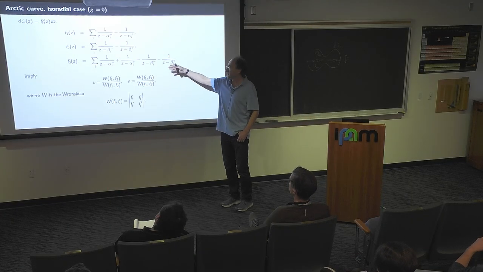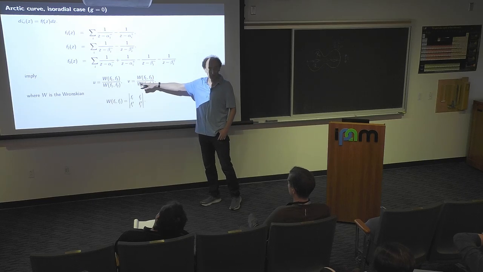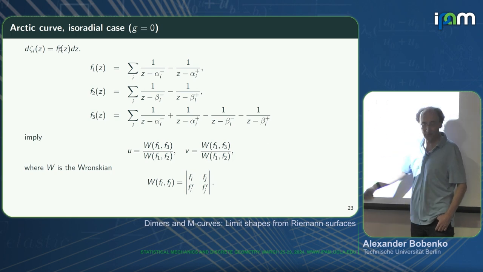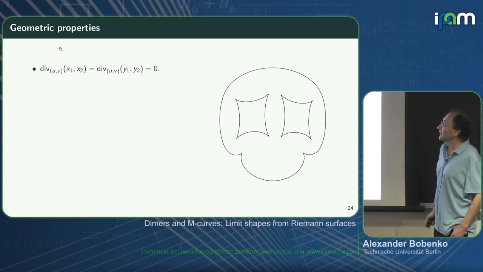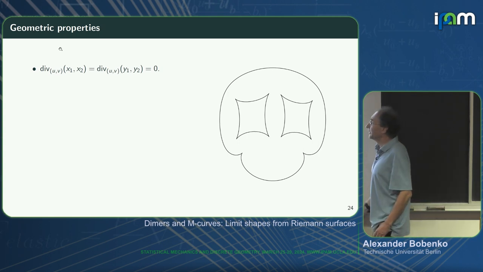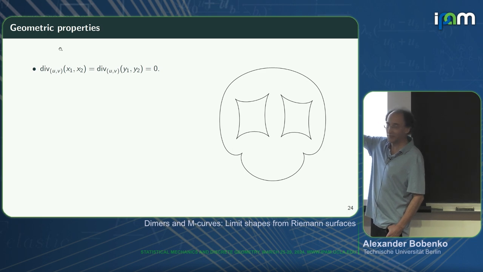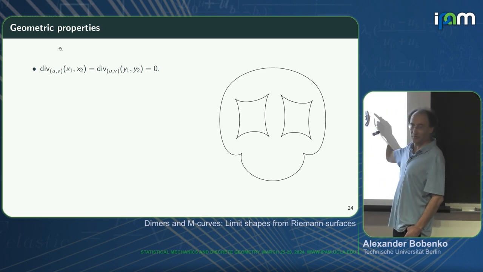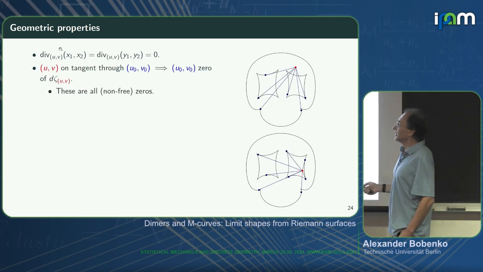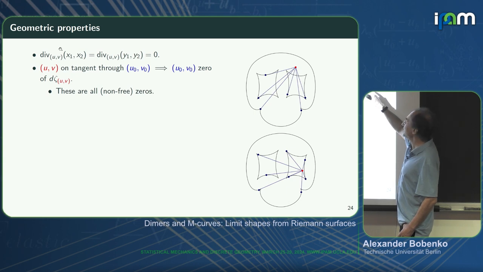Simple formulas, that's a parameterization of arctic curves in this case in terms of Ronkins of this function. Okay, geometric properties. So the vector fields X and Y, these maps to the amoeba and to the Newton polygon, are divergence free. And moreover, there is a nice tangency property.